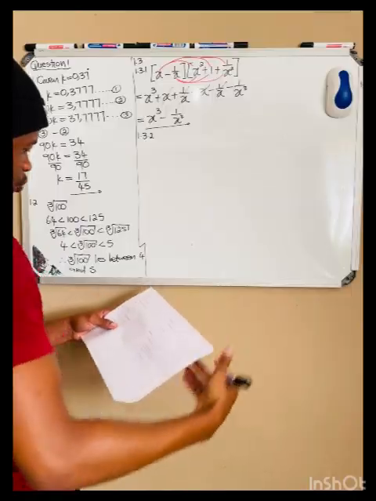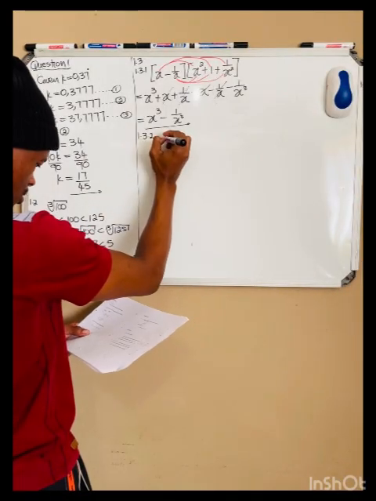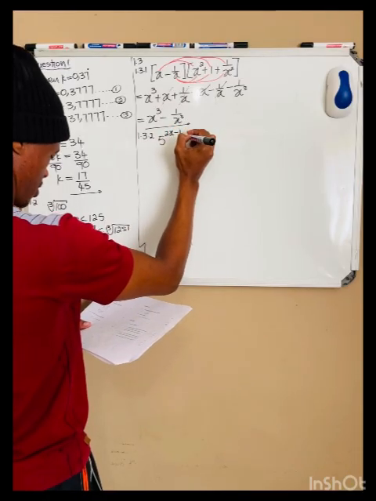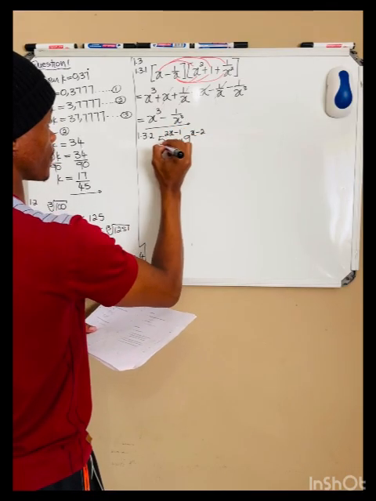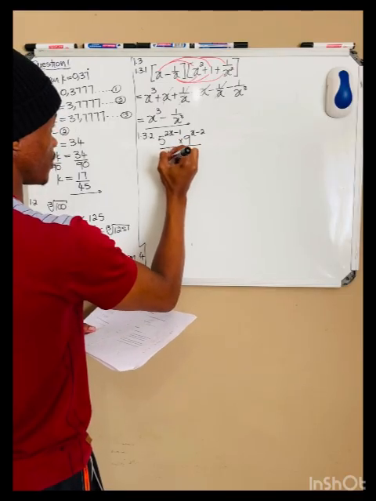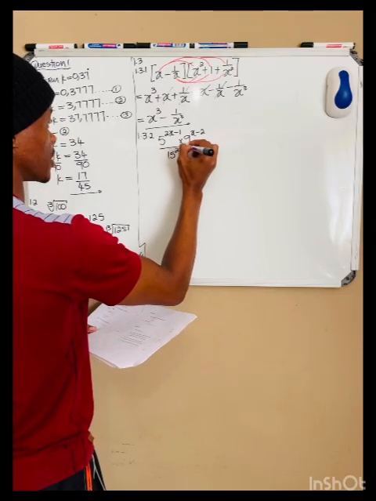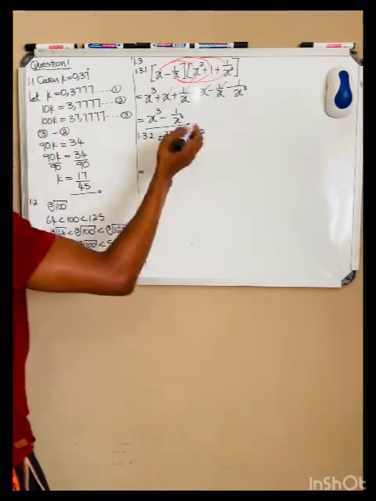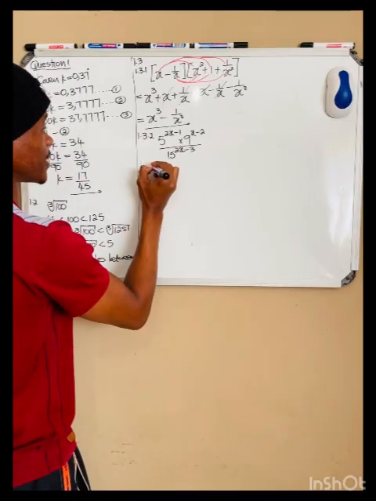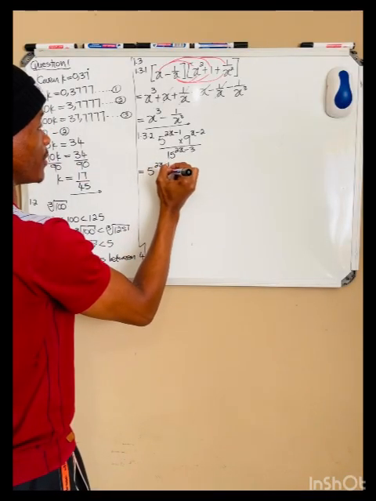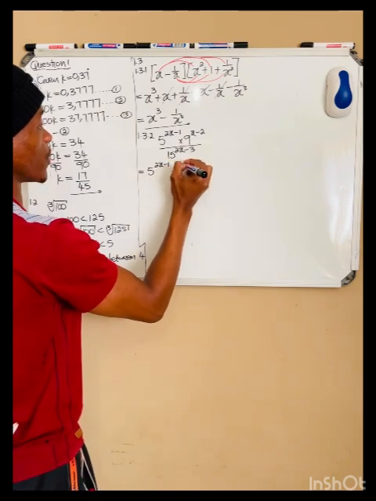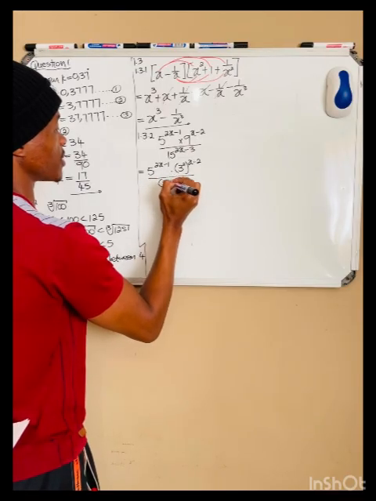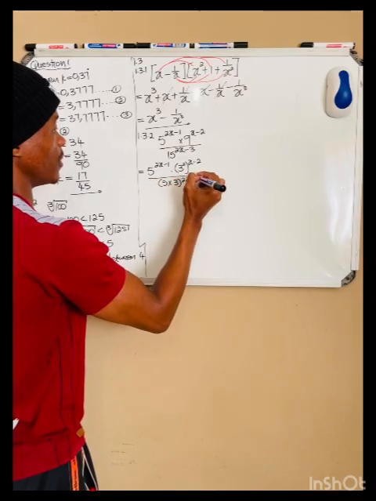1.3.2. They're saying that we need to simplify 5^(2x-1) multiplied by 9^(x-2), all divided by 15^(2x-3). So now we need to simplify this and find the answer. We're going to use laws of exponents. This is the same as 5^(2x-1) multiplied by 9 written as 3 squared, all raised to the power x-2, all divided by 15 written as 5 times 3, all raised to the power 2x-3.